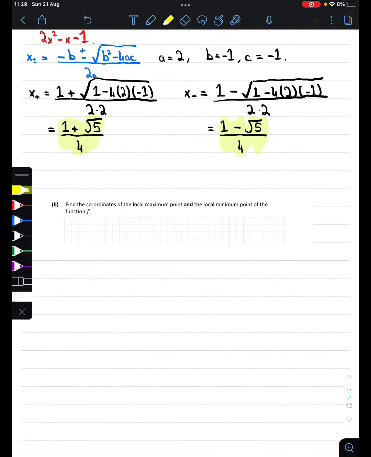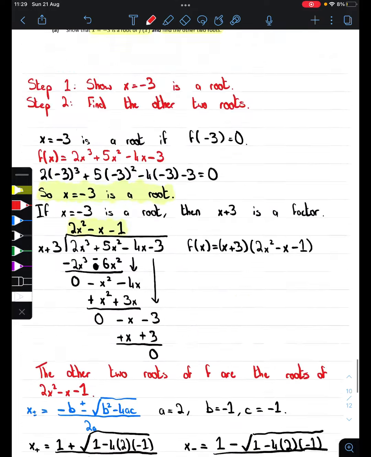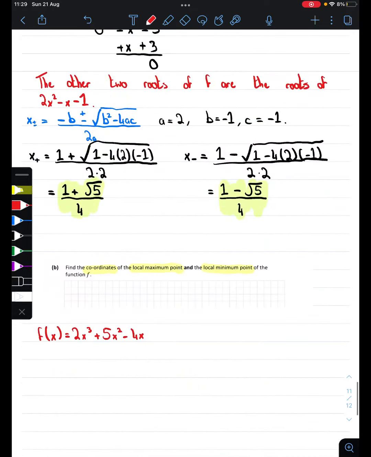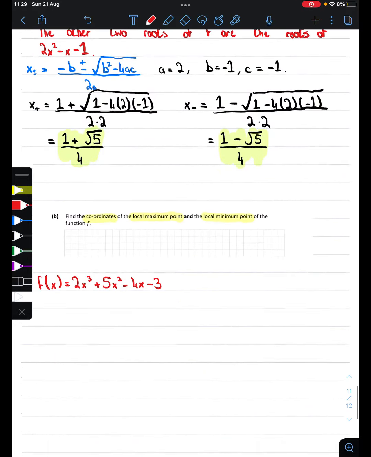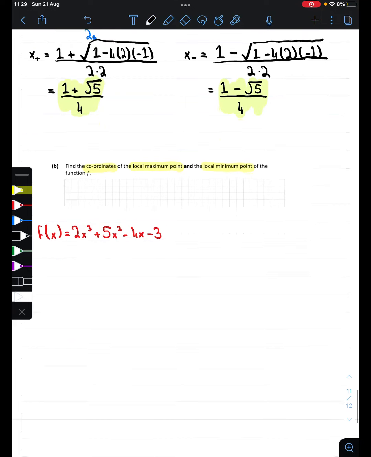Now on to part B. Find the coordinates of the local maximum point and the local minimum point of f. Okay, so just a refresher, our function f is 2x cubed plus 5x squared minus 4x minus 3. Okay, so we're looking for the local maximum.